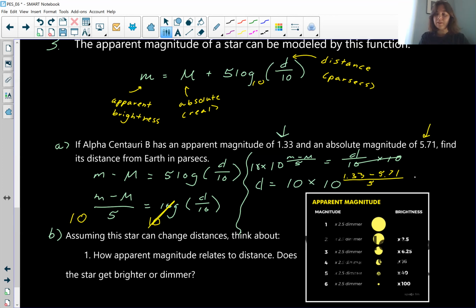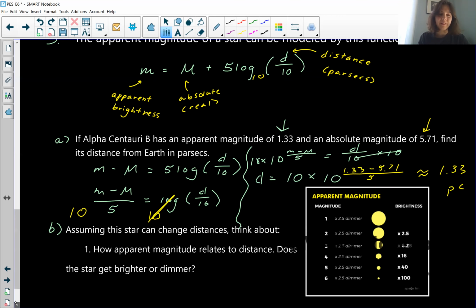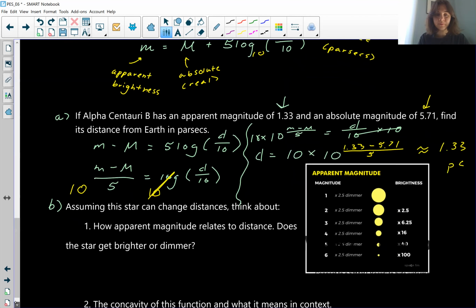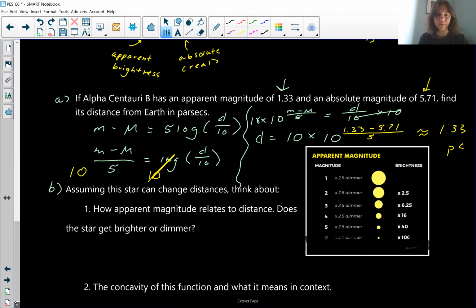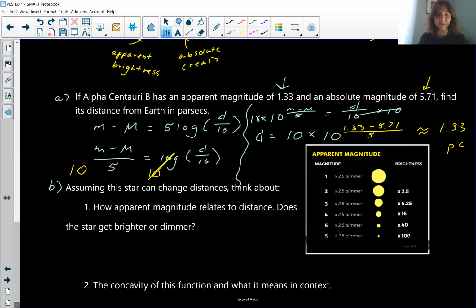All right, so we're going to plug everything in, and you get approximately 1.33 parsecs, which is just kind of a coincidence. Like, I saw that, I thought I did something wrong, but it's the same distance as it is apparent magnitude for some reason. So yeah, that would be how you do that. Main takeaways is knowing how to get rid of that logarithm. That's important.